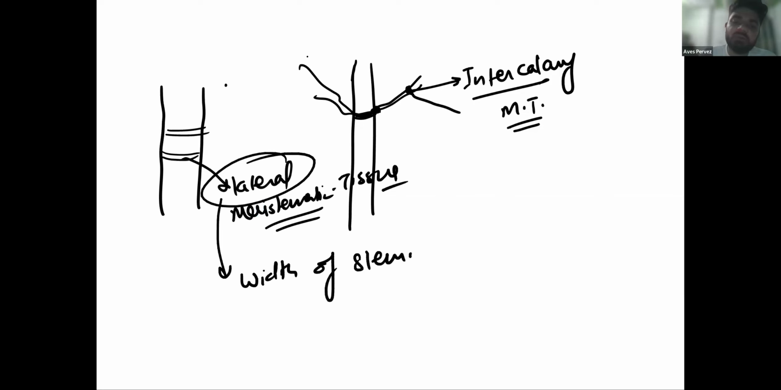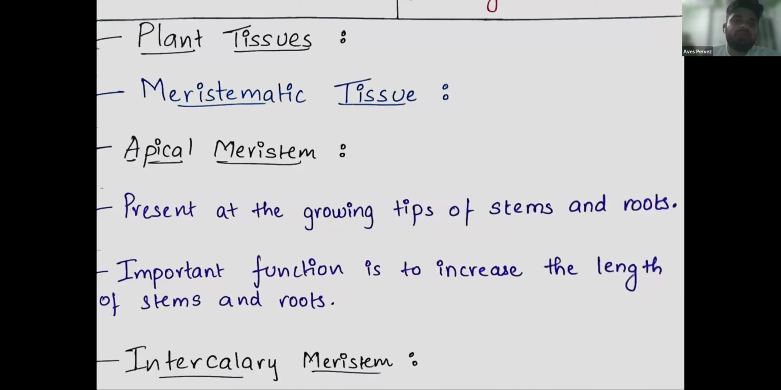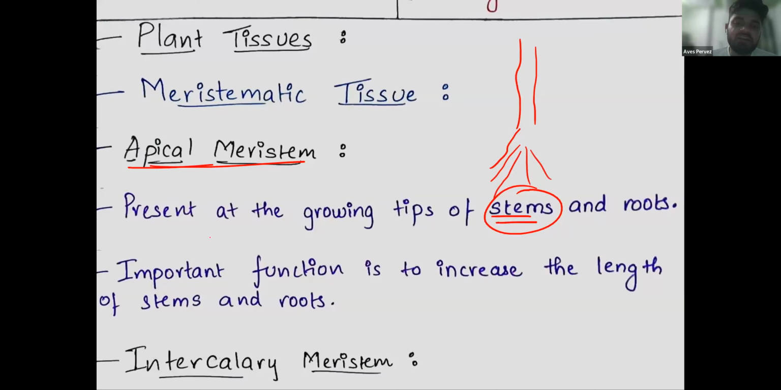Okay, so let's write each and everything properly. Among plant tissues, we have the meristematic tissue. The apical meristematic tissue is present at the growing tips of roots and stems, because the plant's length will increase, not only in height; as the plant grows older, its roots also go deeper into the soil. So not only is the stem height increasing, but the root length is also increasing downward. That's why we write here that it is present at the tip of stem and root. The important function is to increase the length of stems and roots. Please note it down.